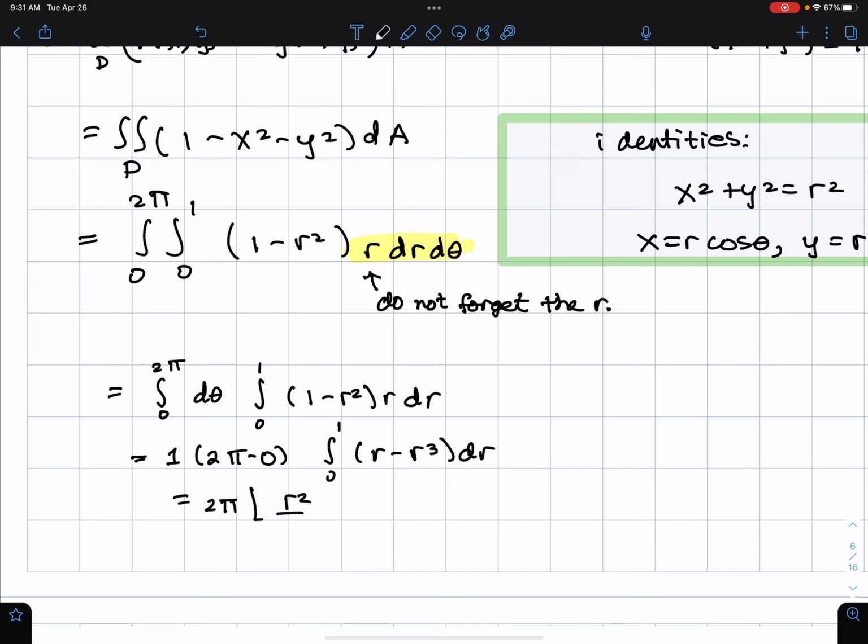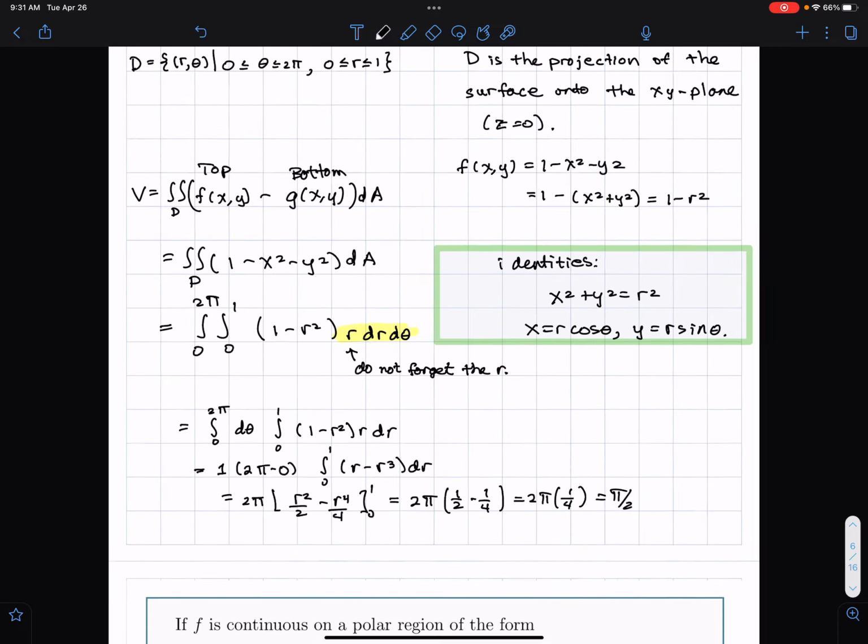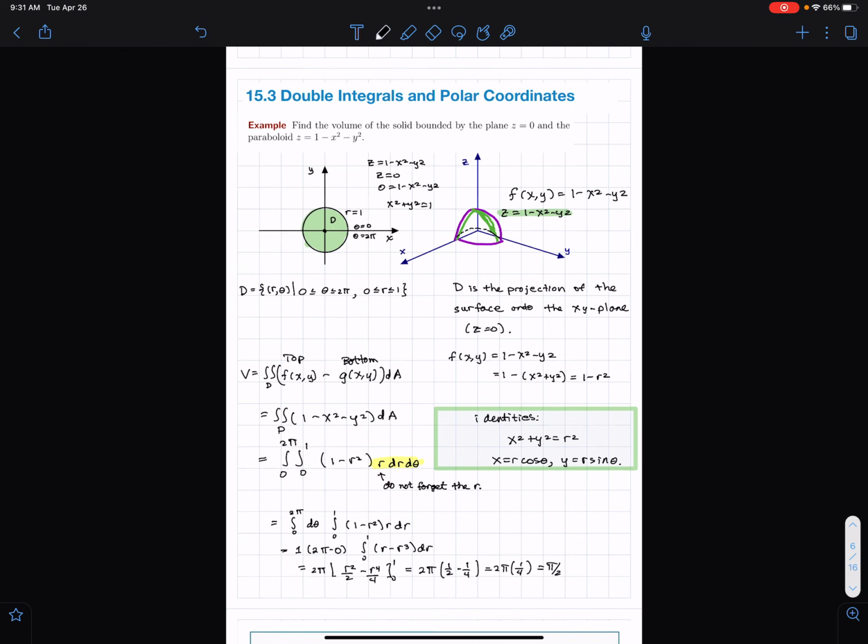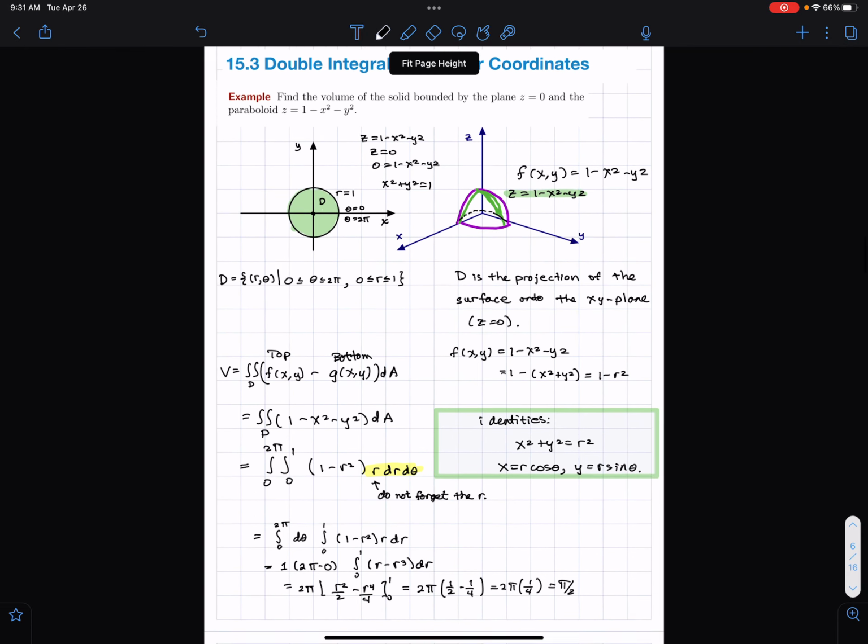So r squared over 2 minus r to the fourth power over 4, and when I put in 1, r squared and r to the fourth are just going to be 1, putting in 0, I get 0. So this is 2 pi times 1/2 minus 1/4. So this is 2 pi times 1/4, and this gives pi over 2. So that's the volume of that region. Do you guys have any questions?